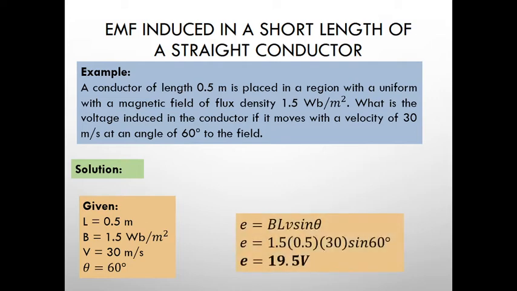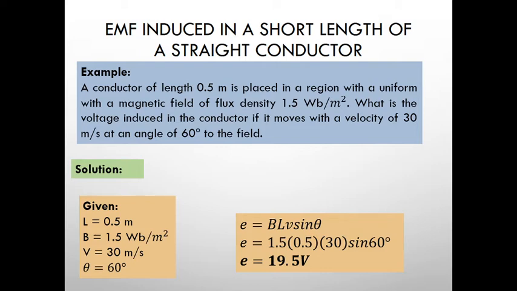Okay, so substituting to the formula, 1.5 times 0.5 times 30 times sine 60. So the induced EMF generated at that certain angle is 19.5. So now, what will be the maximum generated EMF? Compute the maximum.